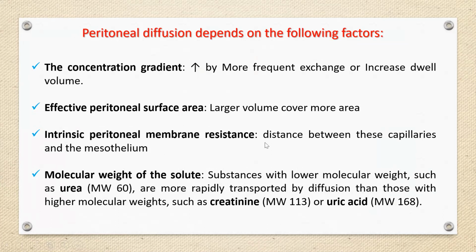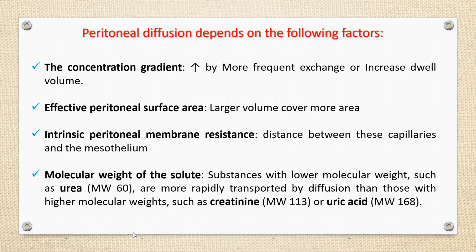This is suggestive of the distribution model: the nearer the capillary is to the mesothelium, the more effective the peritoneal transportation. Molecular weight of the solute: substances with a lower molecular weight like urea are more rapidly transported by diffusion than those with a high molecular weight like creatinine and uric acid.